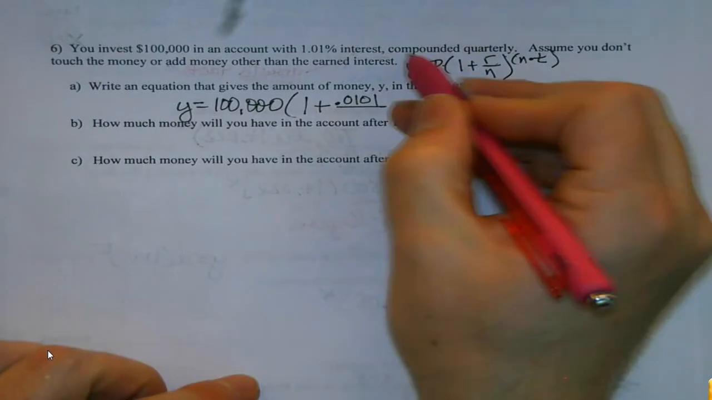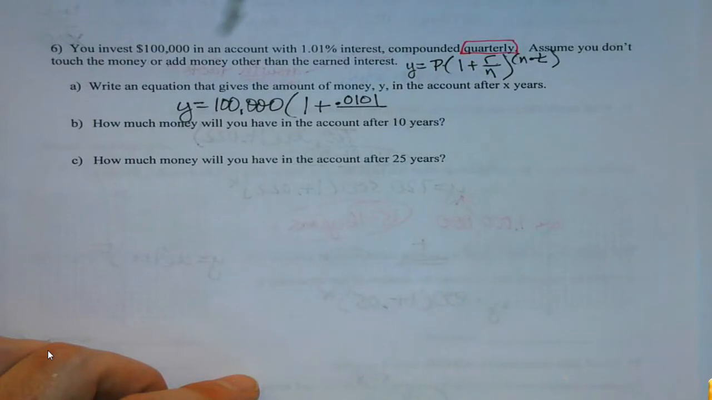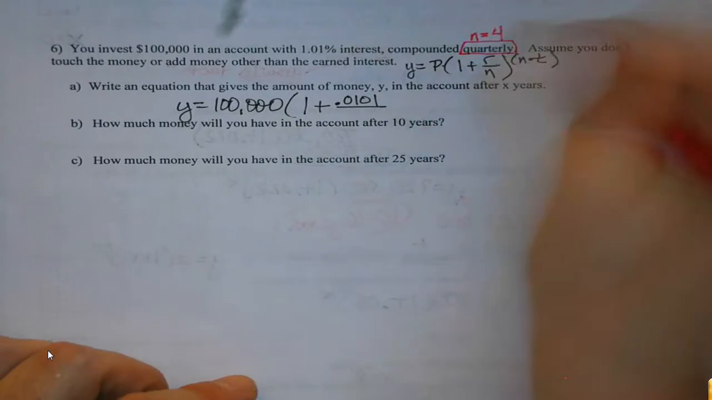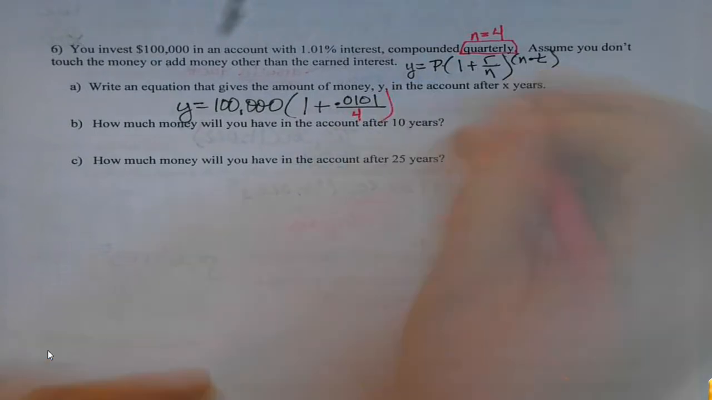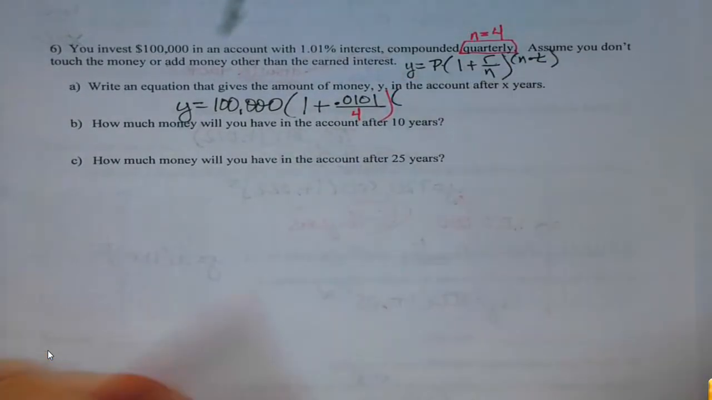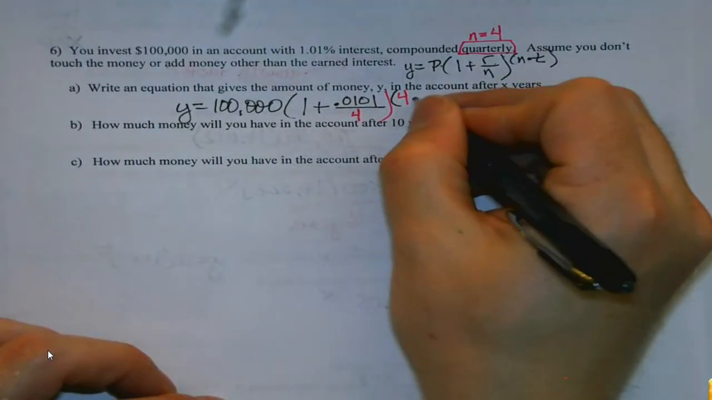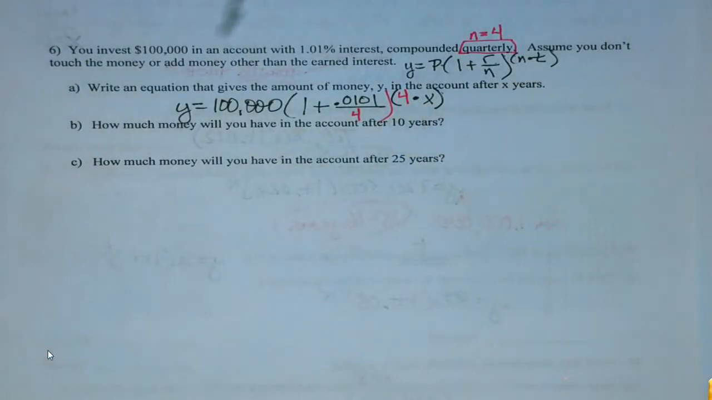Compounded, there's the magic word, compounded. Whatever word's after it is going to tell me my end value. How many times does quarterly happen in a year? 4. So that's going to be my end. So that goes here. And it also goes up here in the exponent. And I can't flip these around. And after X years, we're going to leave the X, that's going to be my variable. So there's my equation. Okay, there's my model. That's another word that can be used there.